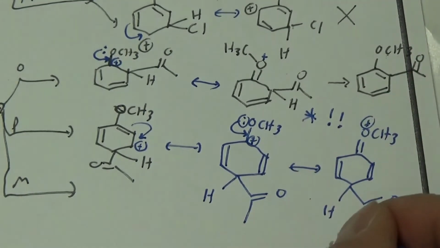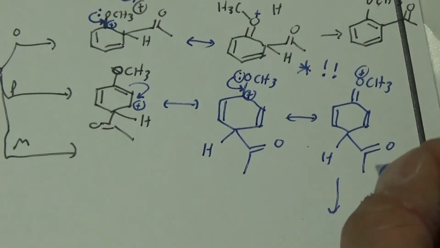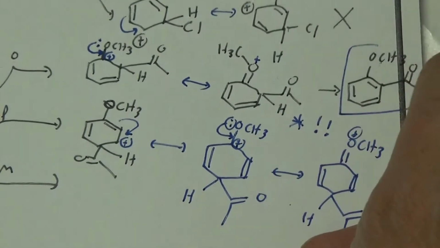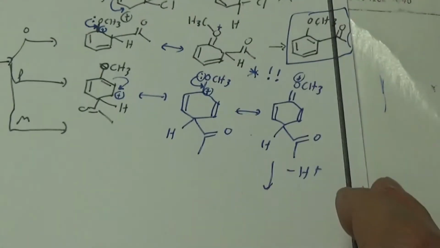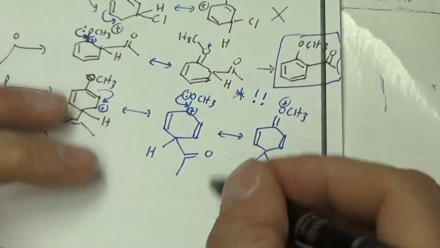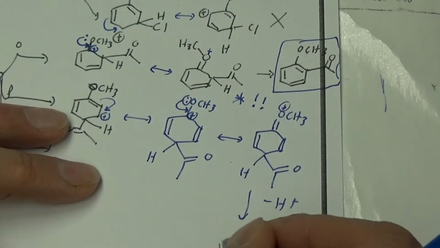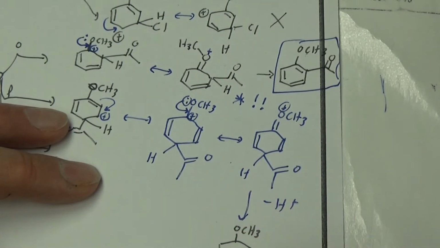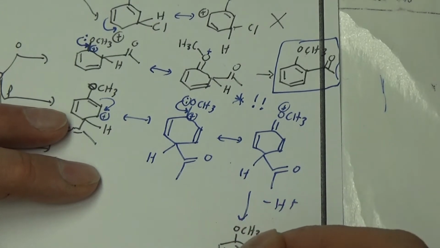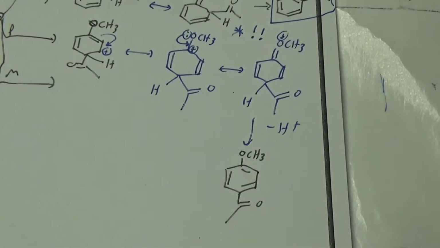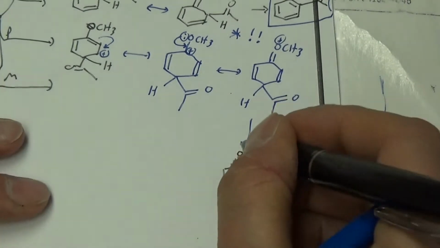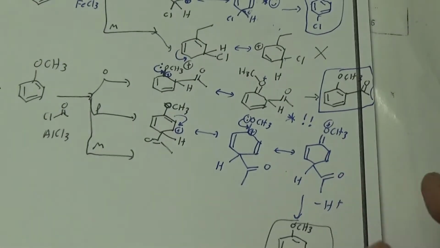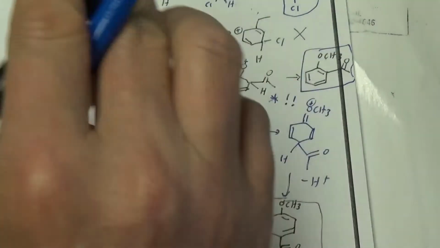Plus charge. Okay, wonderful. Lose the proton. And that shows why the para one is also favored. The final product has the methoxy group and the ketone. Cool. Alright, so we showed ortho, we showed para. I'm not going to show meta. I'm going to let you do that one.